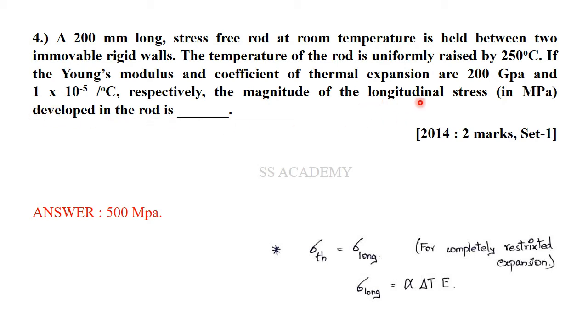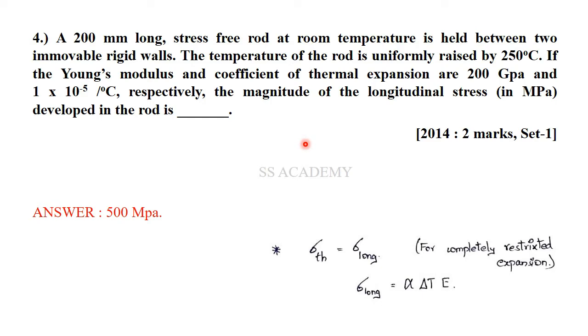They have asked for longitudinal stress. As I have said earlier, if stress is possible, then the only condition is that the expansion must be restricted, that is completely restricted expansion. Here it is between two immovable rigid walls, so it comes under completely restricted expansion. Here thermal stress and longitudinal stress are both the same. This is developed due to the restriction of the strain due to thermal expansion.